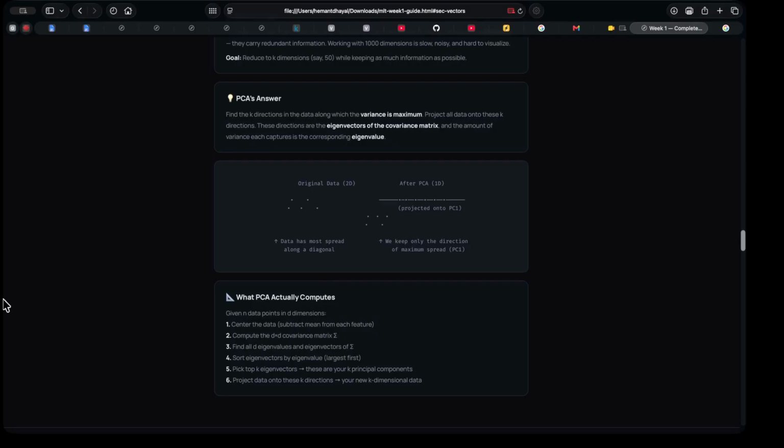So we will move to some notes. We have two types of learning: supervised learning and unsupervised learning.